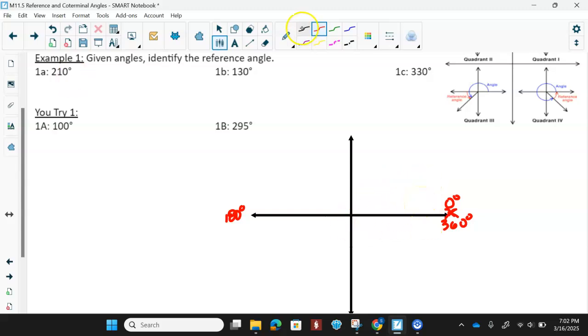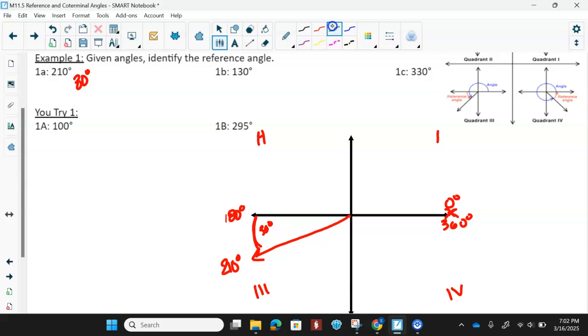Now here, like 210. So 210 is right here, in quadrant 3. 1, 2, 3, and then I'll keep my label here, 4. So if this is 210 degrees, then what is the reference angle? Well, we're not going to go in terms of the y-axis. What is the distance 210 has from 180? 30 degrees. So that is the reference angle for 210.